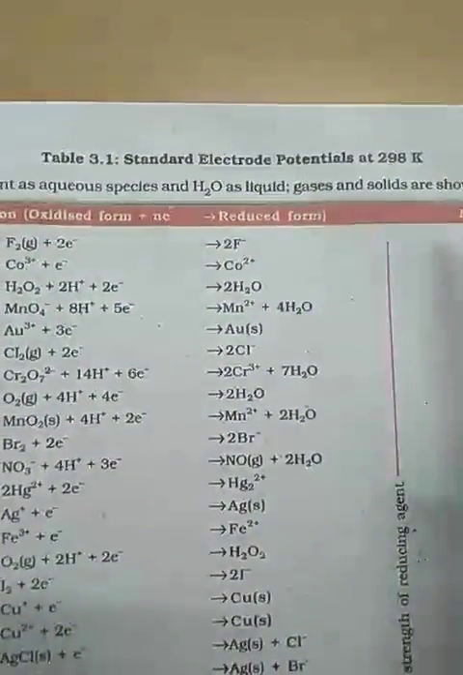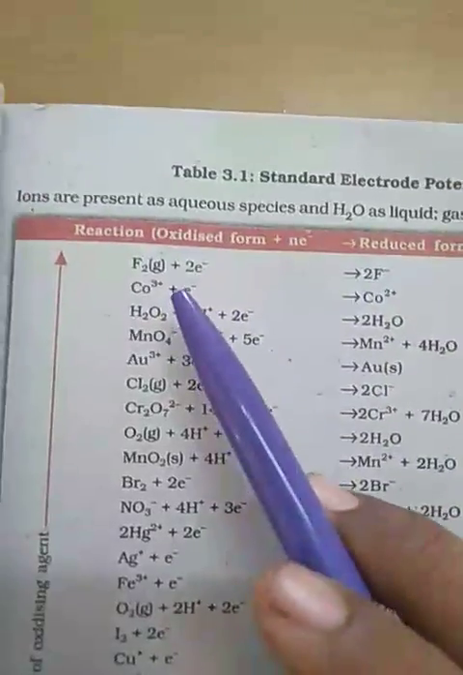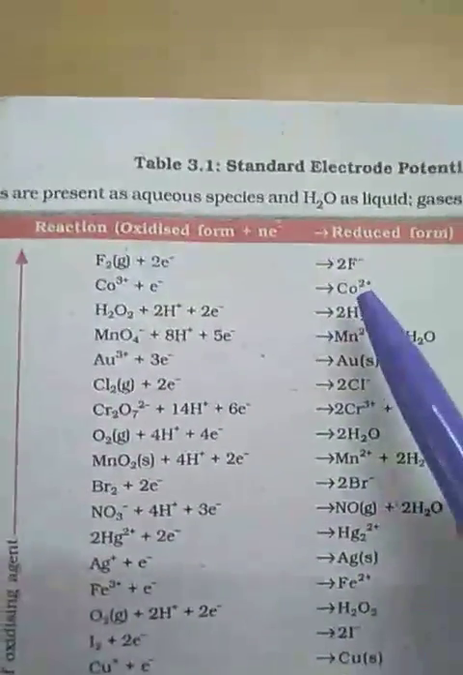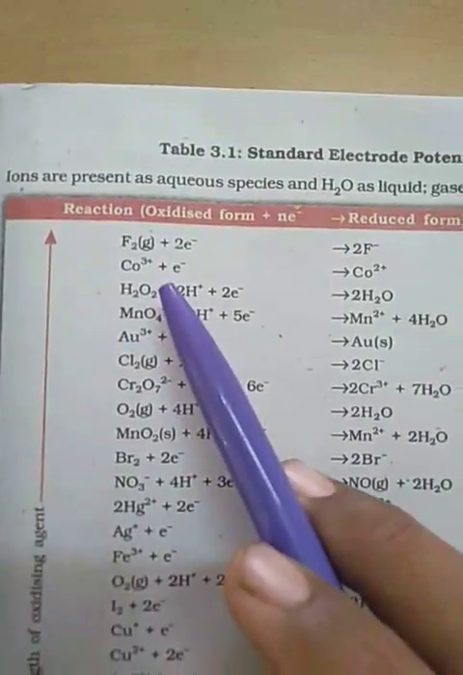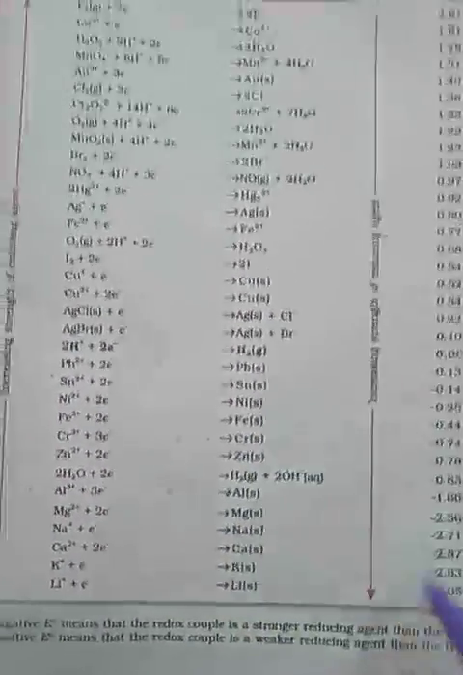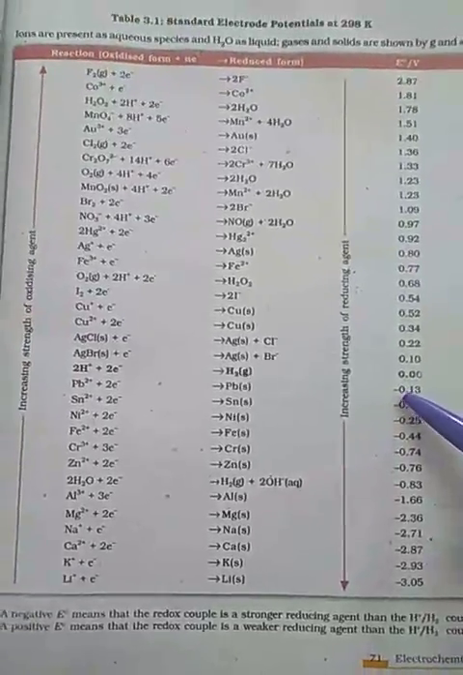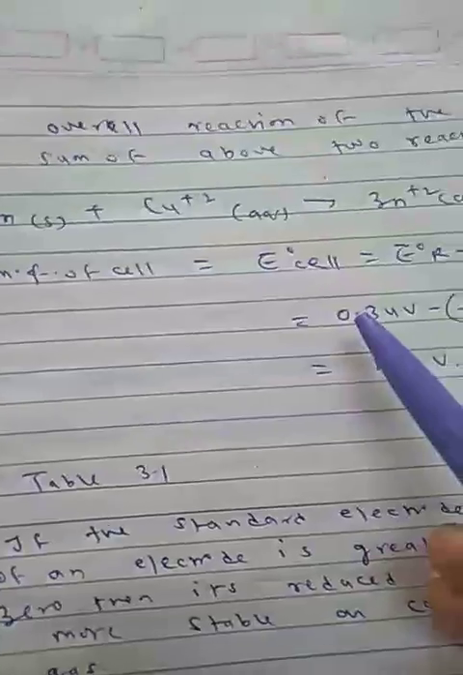In the given table 3.1 I will show you. See the values. Standard electrode potential at 298 Kelvin: F2 plus 2 electrons gives 2F minus, 2.87. So these are the values you can see. You have to take these values, and by putting them in the equation you can find the EMF of any cell.